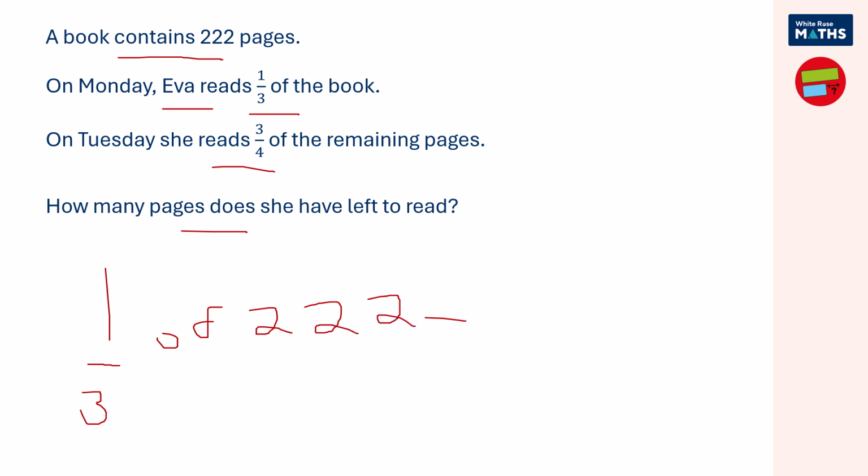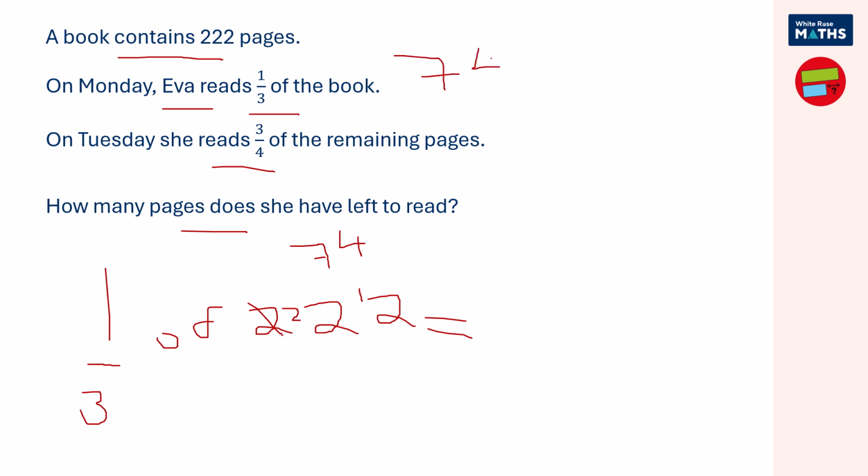So 222 divided by 3. 3's into 2 don't go. 3's into 22 go 7 times, remainder of 1. 3's into 12 go 4 times. Okay, so she reads 74 pages on Monday.